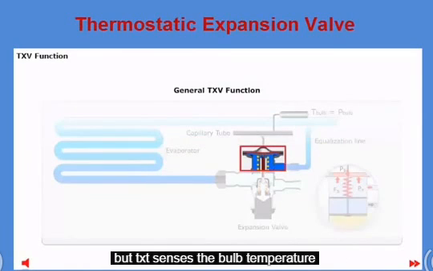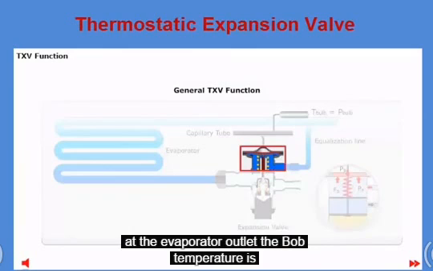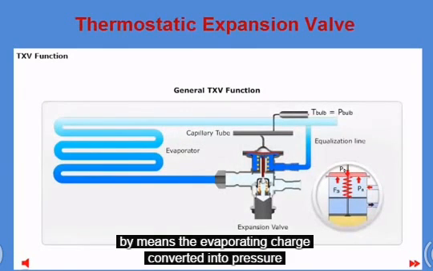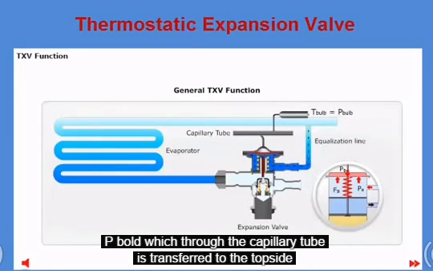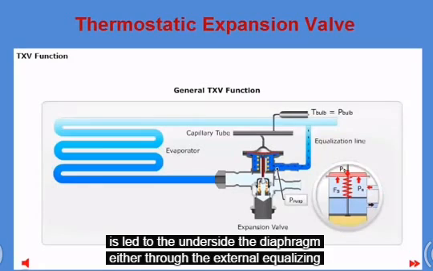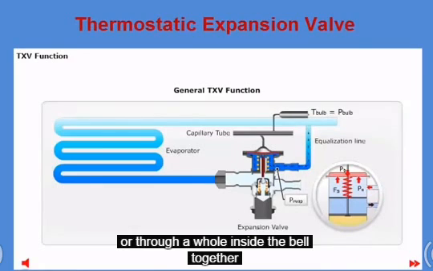The TXV senses the bulb temperature at the evaporator outlet. The bulb temperature is, by means of the evaporating charge, converted into pressure, P bulb, which through the capillary tube is transferred to the top side of the diaphragm. The evaporating pressure, P evap, is led to the underside of the diaphragm, either through the external equalizing connector or through a hole inside the valve.